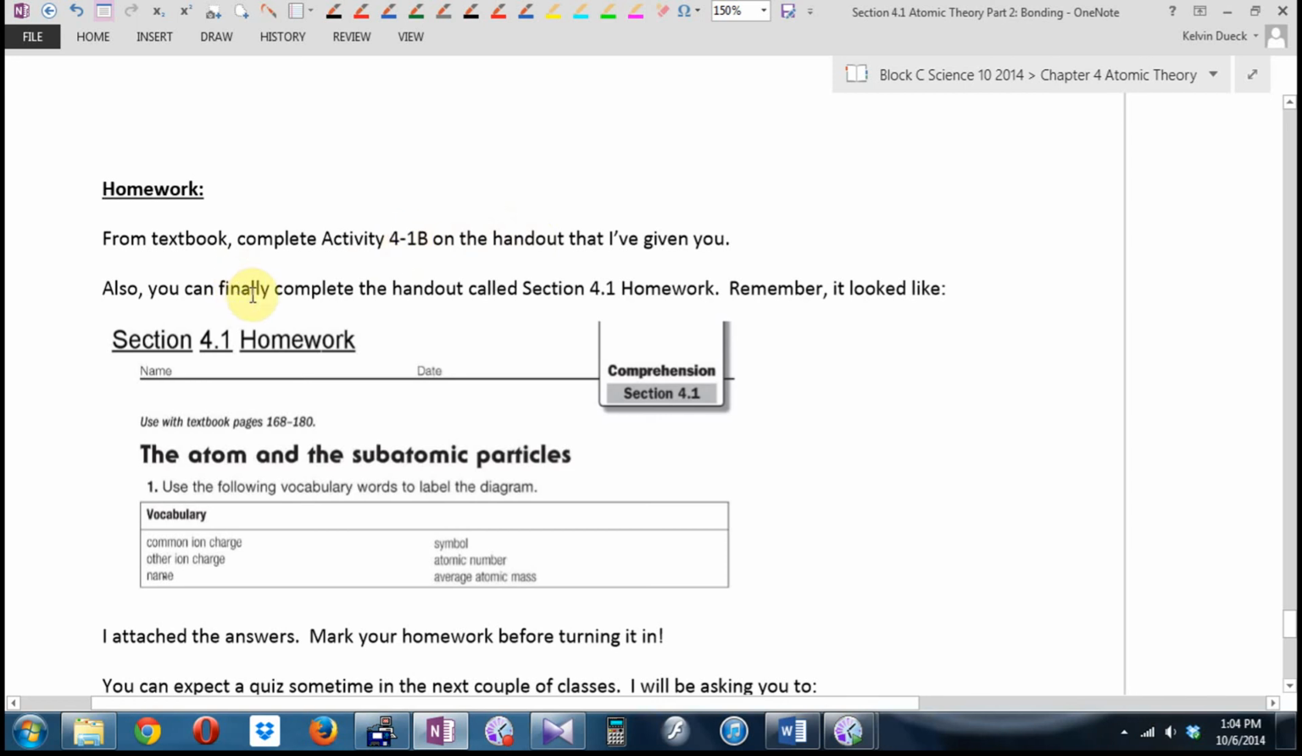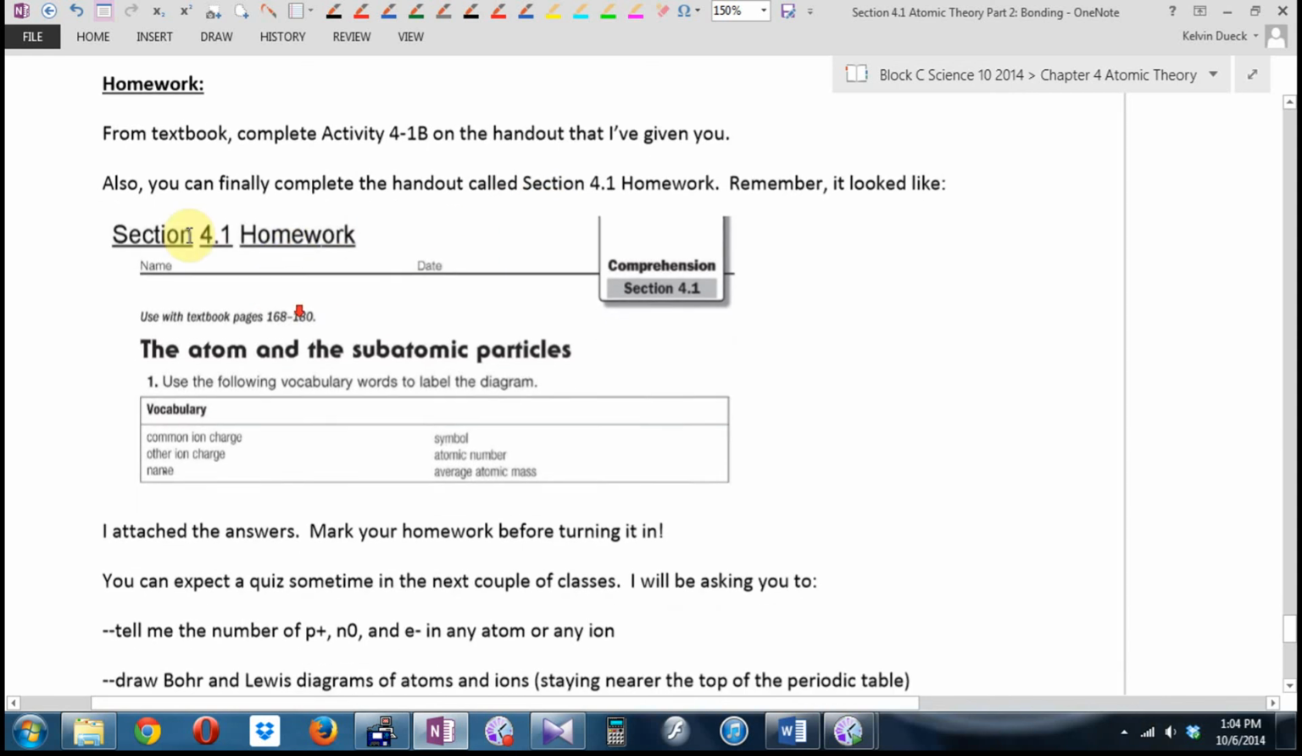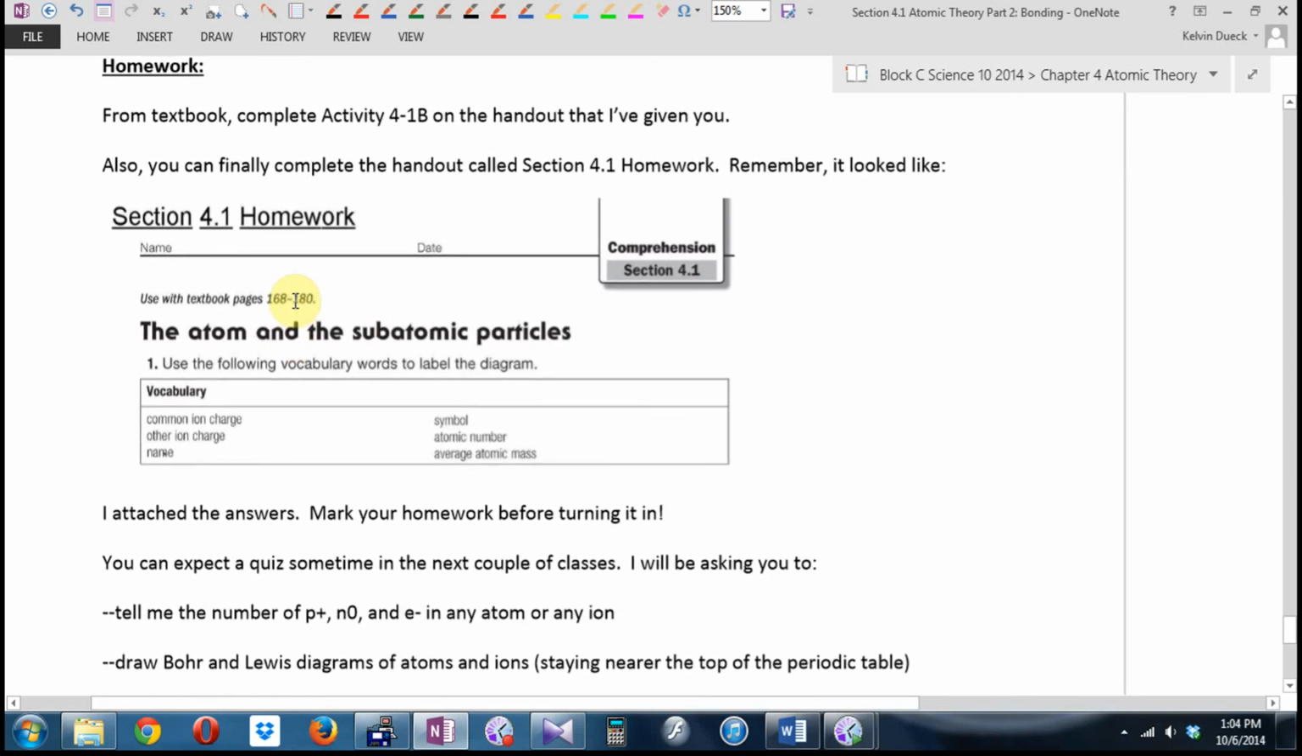And then you can finally complete the handout that I gave out like a week ago called Section 4.1 Homework. Remember, it looked like this. I attached the answers to it. You're going to mark your homework before turning it in.